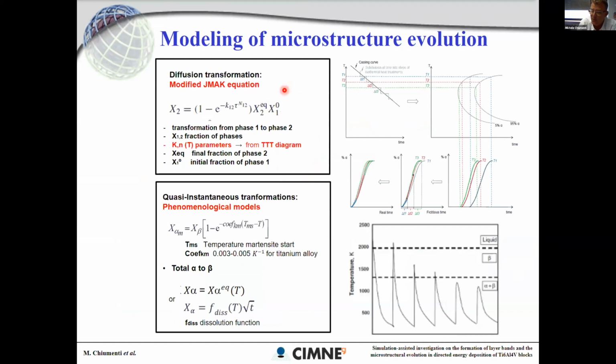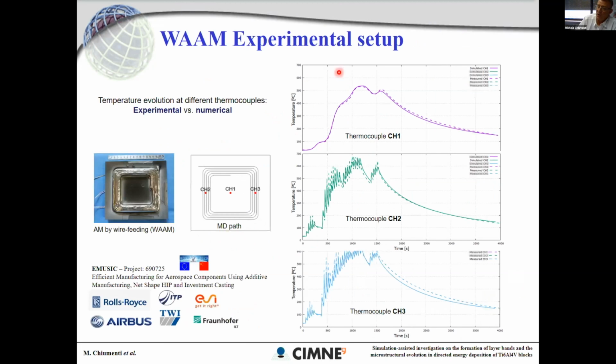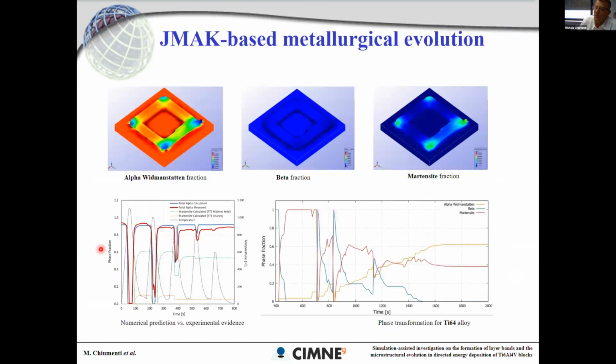The diffusional transformations are made via the JMAK equation, typically very similar to the one used in casting analysis. The only difference is because of these two coefficients here, which take into account the previous transformation within the thermal cycles. Okay, the instantaneous transformations are handled through empirical models. Here you can see once again the accuracy of the simulations in terms of the thermocouples, and this transforms into an accurate definition of the microstructure once the process is integrated.